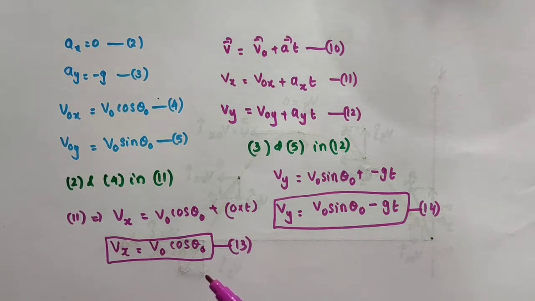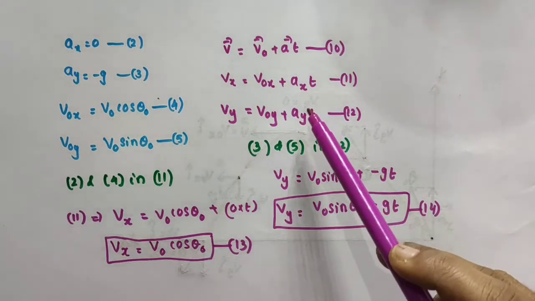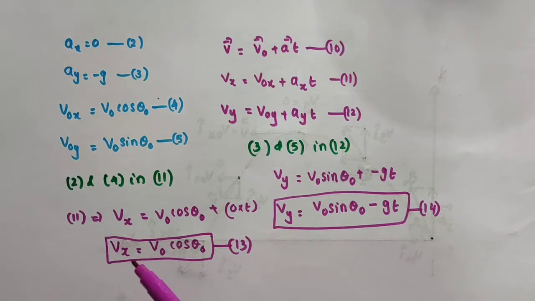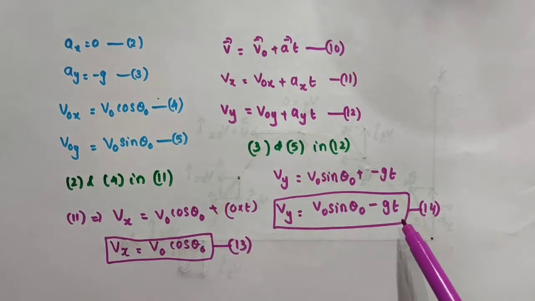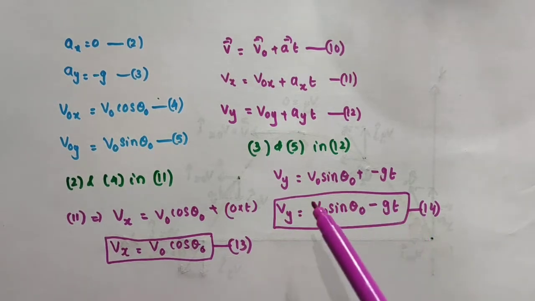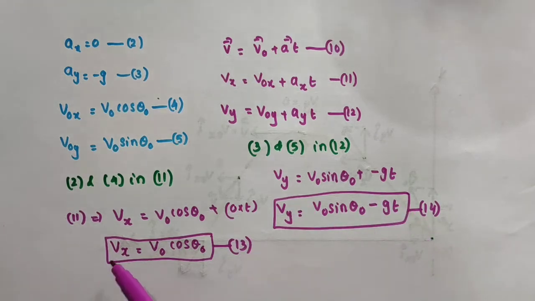See equation number 13, there is no time t here. That is, the x component of velocity doesn't depend on time. The x component of velocity remains constant throughout the motion of the projectile. Only the y component changes, because you can see that the y component of velocity depends on time. So it varies with time, but the x component of velocity doesn't depend on time, and remains constant throughout the motion of the projectile.